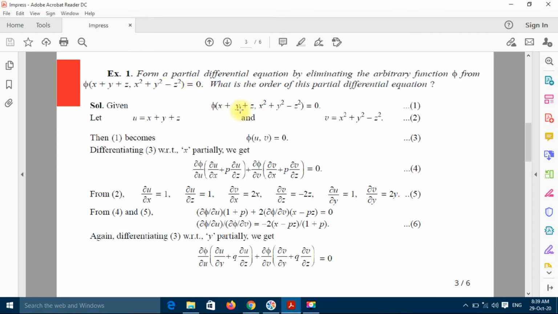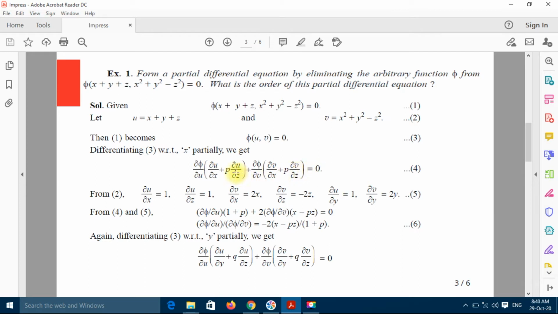Okay, here phi(x plus y plus z, x square plus y square minus z square) is equal to 0. Here u is x plus y plus z, and v is x square plus y square minus z square. The values of u and v are supposed to be equation number 2, and phi(u, v) equal to 0 is supposed to be equation number 1. Now by above equation number 3, we have del phi by del u into (del u by del x plus p del u by del z) plus del phi by del v into (del v by del x plus p del v by del z) is equal to 0.